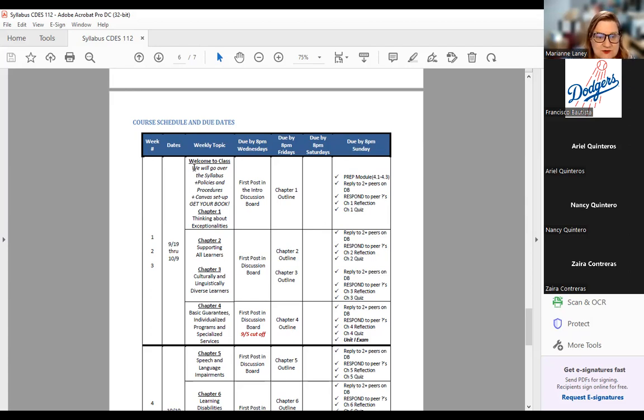So let's look at the first week. Okay. This is us right here. Welcome to class. We're going over all of this stuff. We do have chapter 1 this week, which is kind of a lot, but this is how it goes with a 12-week class. I am super flexible with anything except the discussion board.